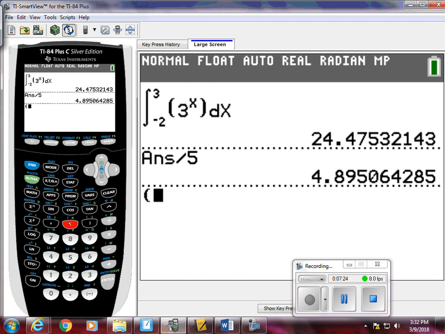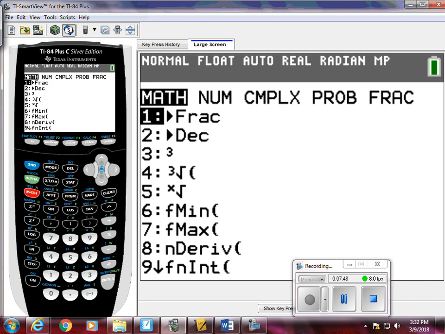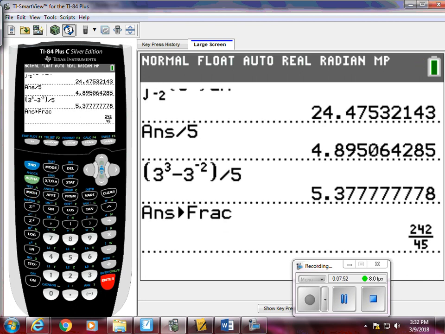So we're going to take 3 cubed minus 3 to the negative 2. And we have to divide this by 5. So let's see if this will convert. Probably not. No, that's not going to convert. Oh, it is. 242 over 45. Oh, yay.